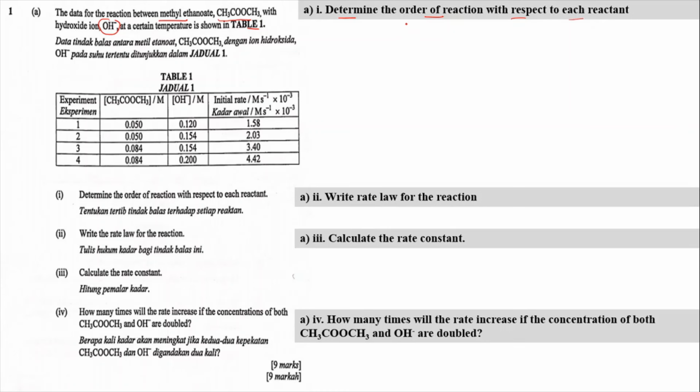To find the order of reaction, first of all we need to write the rate law. So rate is equal to k, which is the rate constant, and then we put the concentration of the reactant, CH3COOCH3, and the order of the reaction, we write an unknown m here. Then continue with OH-, which is another reactant, where the order of the reaction is the unknown n. So that is the first step.